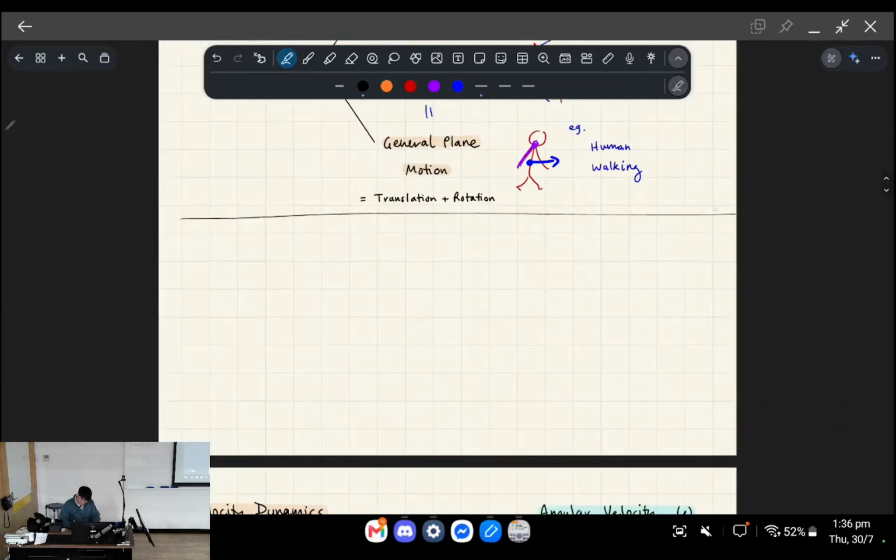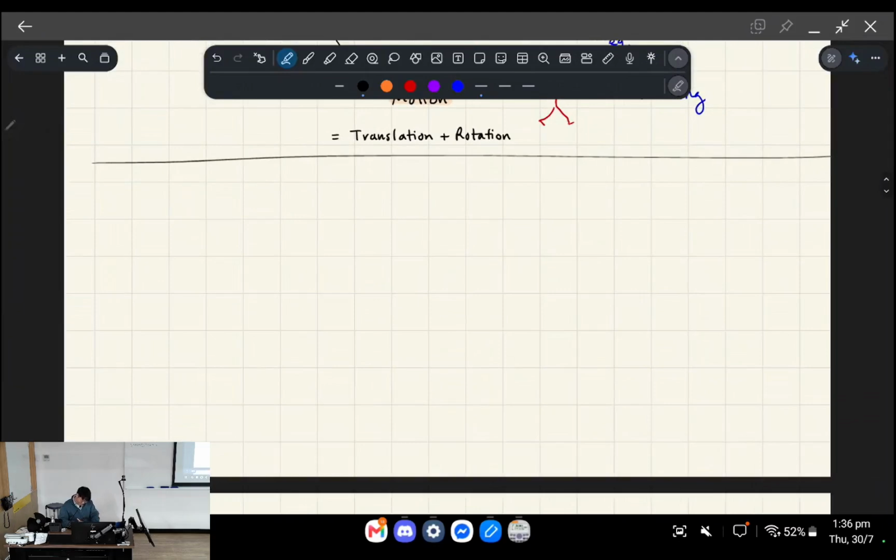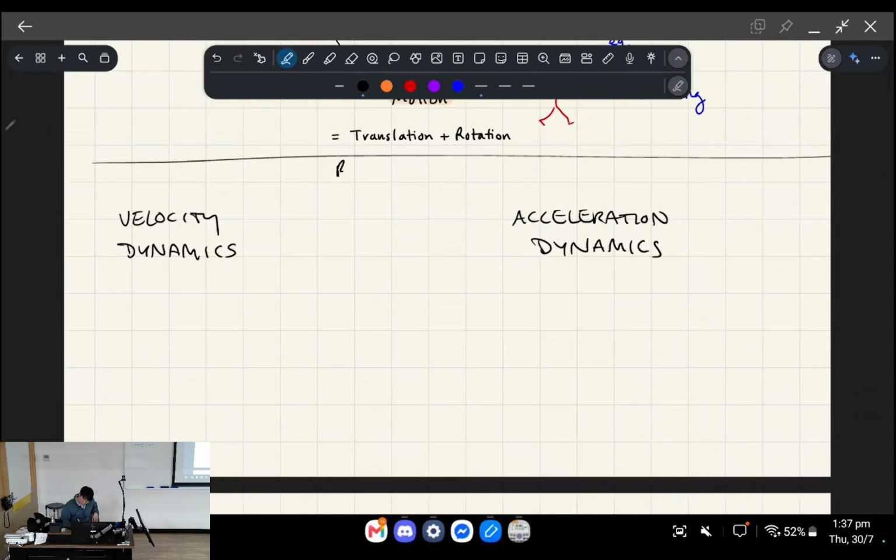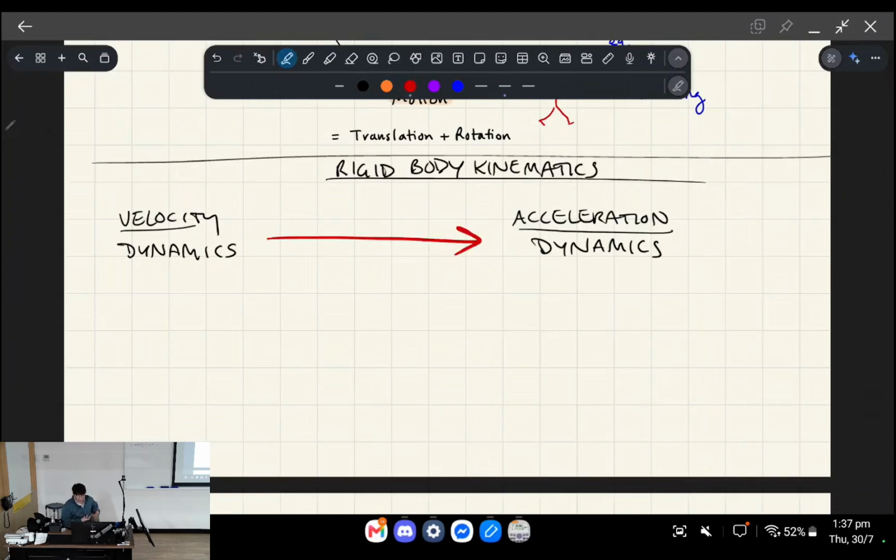Before I get into the meat of today's topic, I'll tell you what we're going to dive into: velocity dynamics and acceleration dynamics. The overall topic is rigid body kinematics, and this will be further broken down into velocity dynamics and acceleration dynamics. In order to do acceleration dynamics, you need to master velocity dynamics. So that's the first thing. We're going to talk about velocity dynamics.